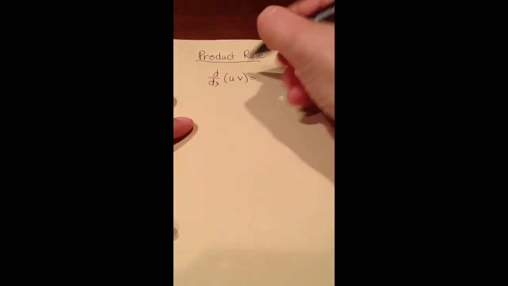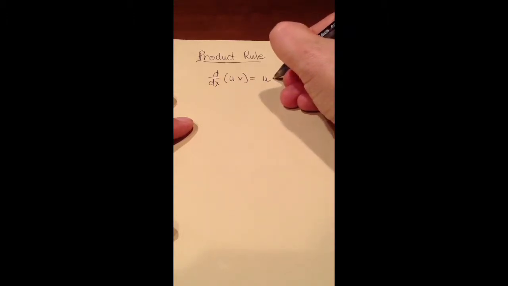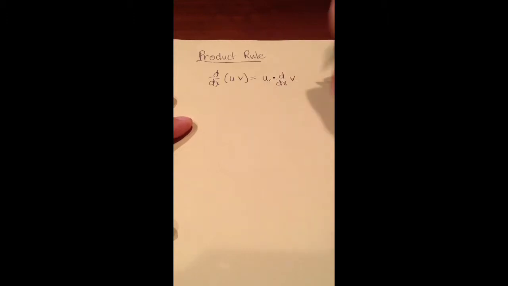So here's how the rule works. You're going to take the first function, which is just leave it itself, and you're going to multiply it times the derivative of the second function. Then you're going to add the second function times the derivative of the first function. Okay, and the u can be out front here. It can be dv in the numerator or d/dx v written this way. It's the same thing.